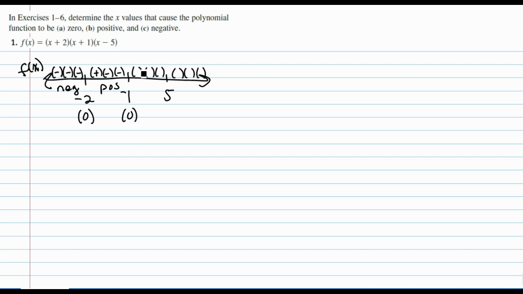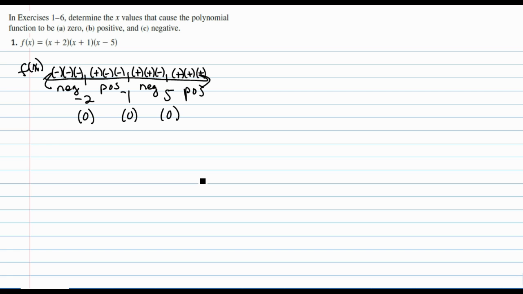And then anything between negative 1 and 5, I can pick to see what kind of outputs I'll get there. I'm going to pick the easiest number between a negative and a positive, 0. 0 plus 2 is positive, 0 plus 1 is positive, 0 minus 5 is negative. Positive times positive is positive, times a negative is a negative. If I plug in 5, I get 0. Anything after 5, say 1,000: 1,000 plus 2 is positive, 1,000 plus 1 is positive, 1,000 minus 5 is positive. My overall values are positive.